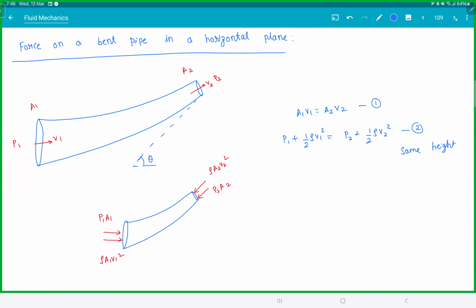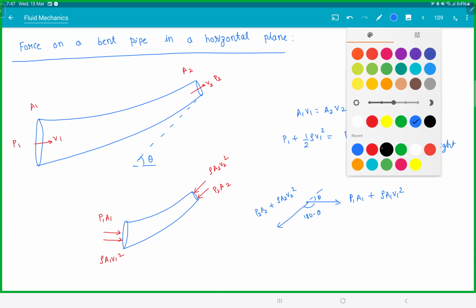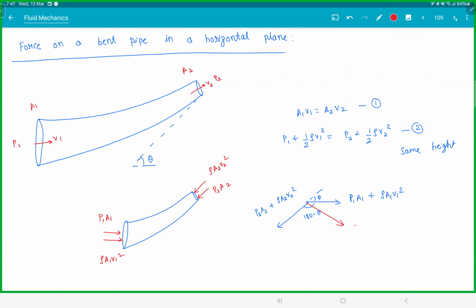So the exam will not give you all the values. They'll just give you P1 and A1 and V1, and they'll ask you to find the force. So the resultant will be P1 A1 plus rho A1 V1 square, and this force will be like this: P2 A2 plus rho A2 V2 square. This angle is theta, so this angle is 180 minus theta. Then you can take I cap, J cap and find the resultant. So the net force will be something like this.